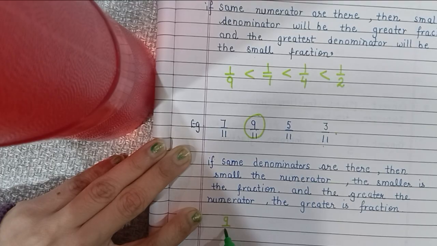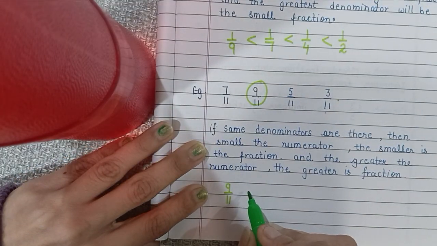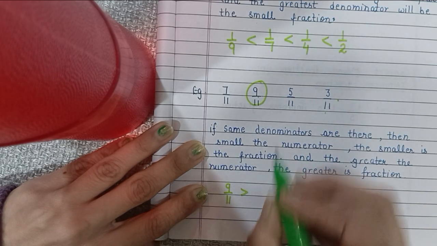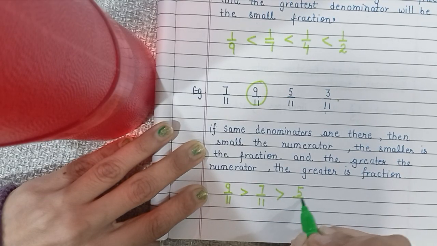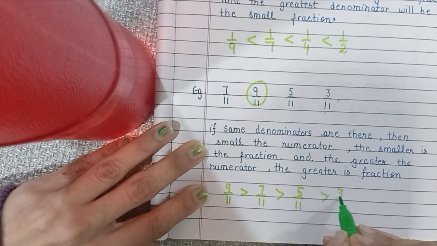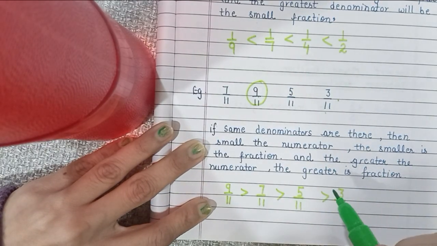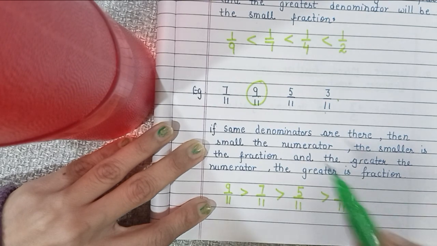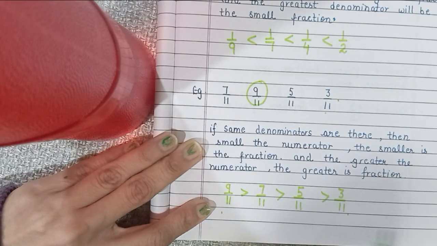Then 9 by 11 is greater, then 7 by 11, then 5 by 11, then 3 by 11. Now you can see here, if you want to show the ascending order, then you have to reverse it, from the smallest to the greatest. This is the arranging of the ascending order.